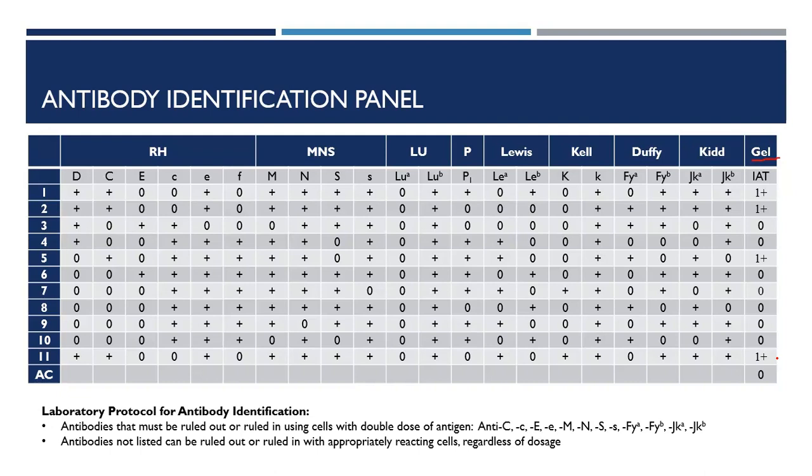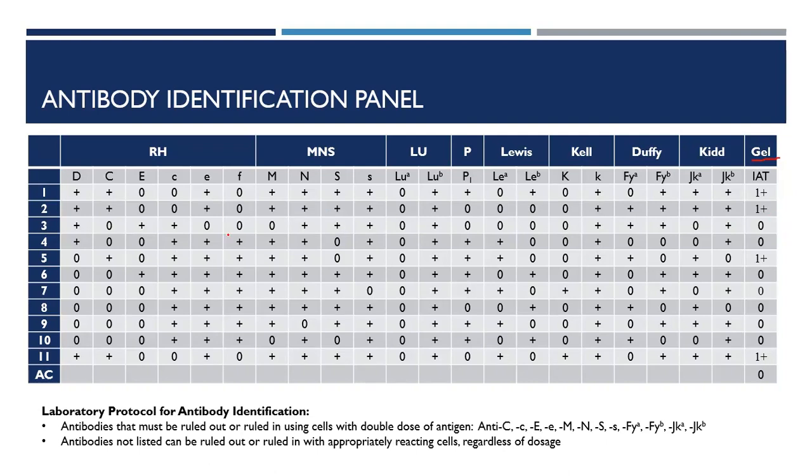Now I have our protocol listed here for antibody identification, and the antibodies that must be ruled out or in using cells with double dose of antigen are listed here. So things to note: big K can be ruled out with a heterozygous cell, and also Lutherans, and we know Lewis does not have any antithetical relationship. We do have Lewis A and Lewis B, but what that means is, if the antigen is present on those cells, it's just present. There's no dosage. So let's go ahead and do our rule outs. That's the next step in interpreting a pattern.